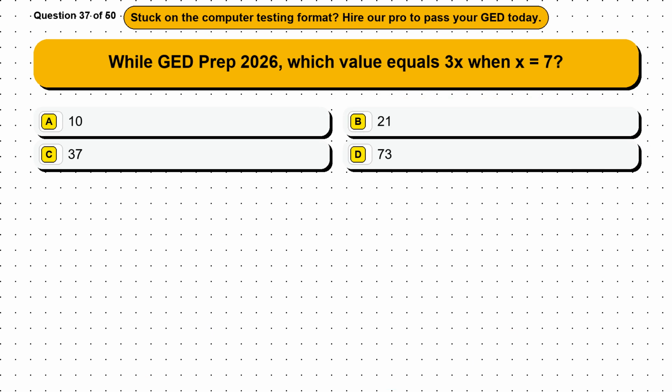Question 37. While GED Prep 2026, which value equals 3x when x equals 7? Option A 10. Option B 21. Option C 37. Option D 73.